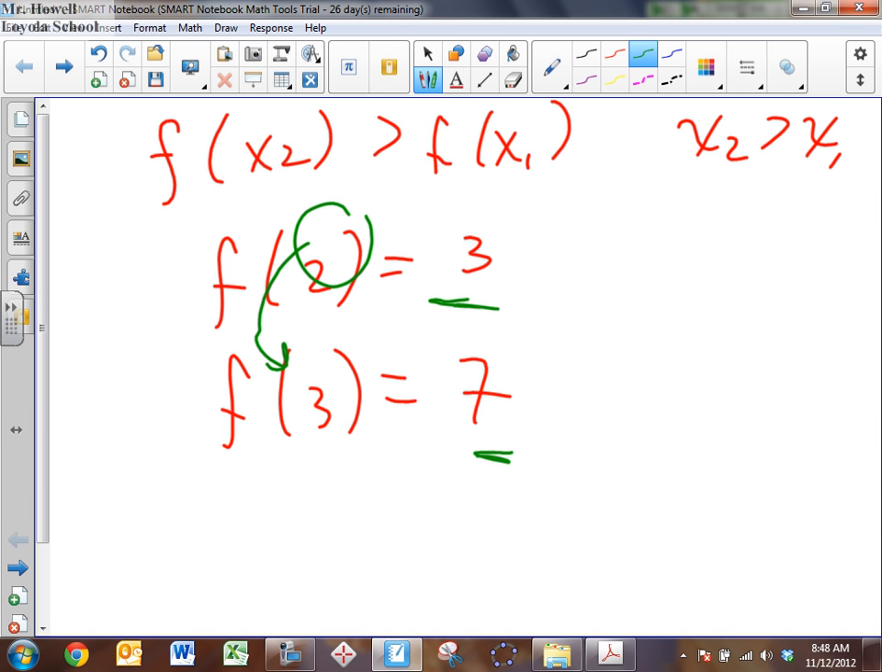Now, the graph could look like this. Say these are the 2 points, okay? This is 2 comma 3, and this is 3 comma 7, not drawn to scale, obviously. The graph could start at one point and go up to the other point with some exponential growth, or some linear growth, or it could actually have like a square root kind of curve like that. It could have any type of curve. But it doesn't matter. All we're talking about is whether the function is increasing or decreasing.